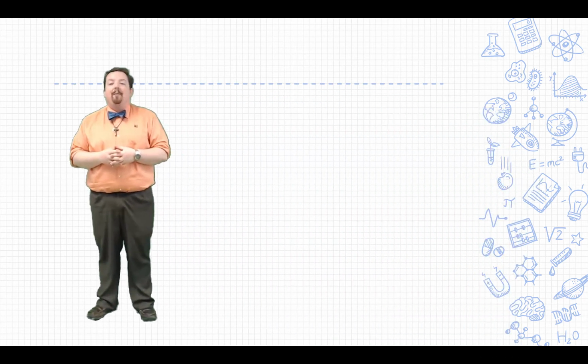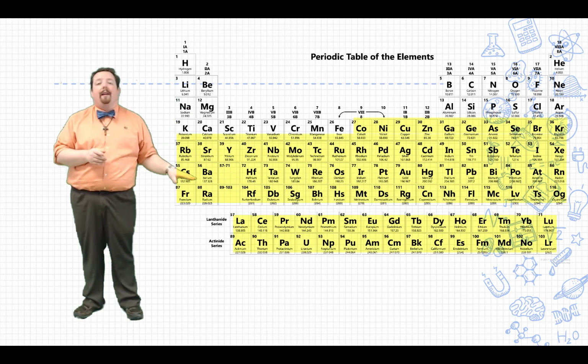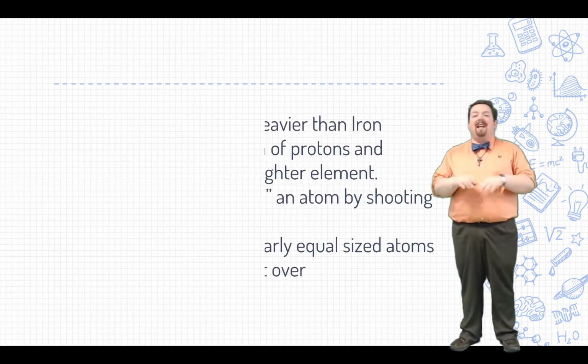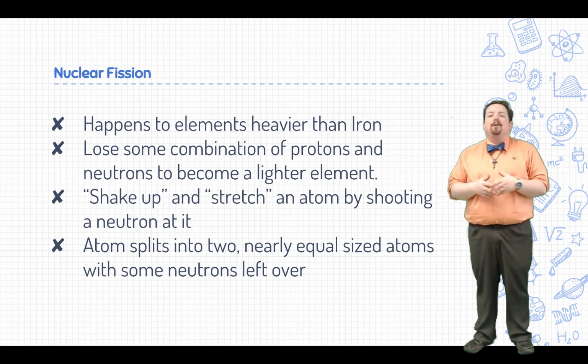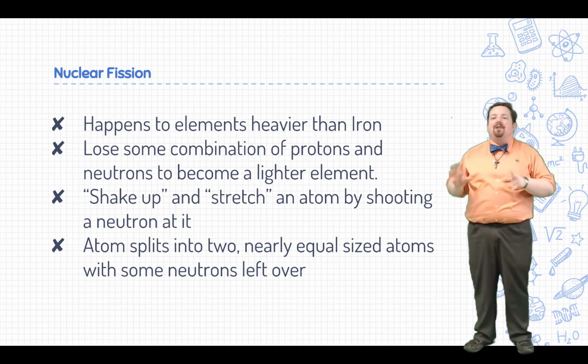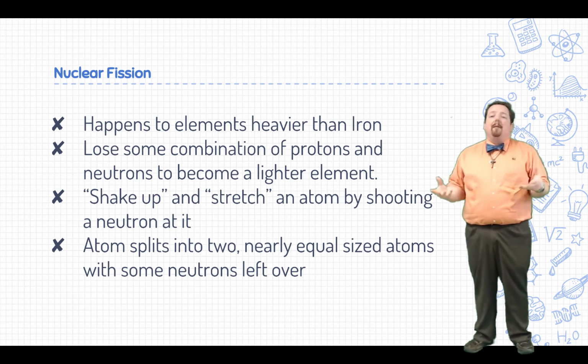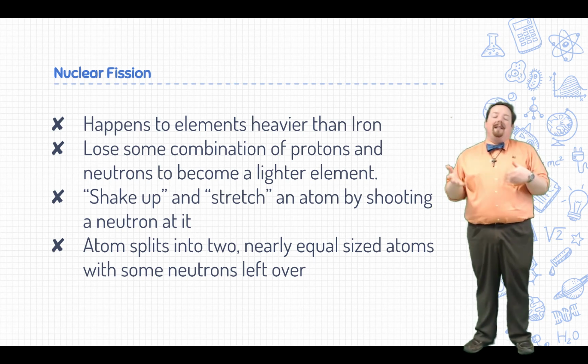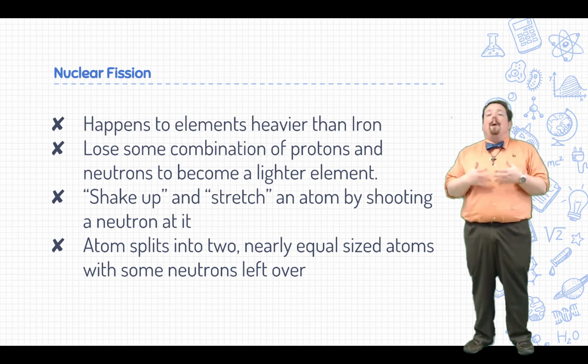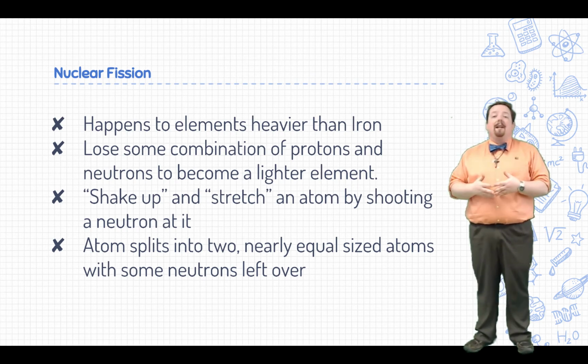Fission reactions happen with elements whose atomic masses are greater than iron. In this case, the atom splits up, which creates two different elements. So to do this, the atom has to be shaken up and stretched, which can usually occur by shooting a neutron at it. The atom will then split into two atoms of nearly equal size, with the possibility of having a few neutrons left over.